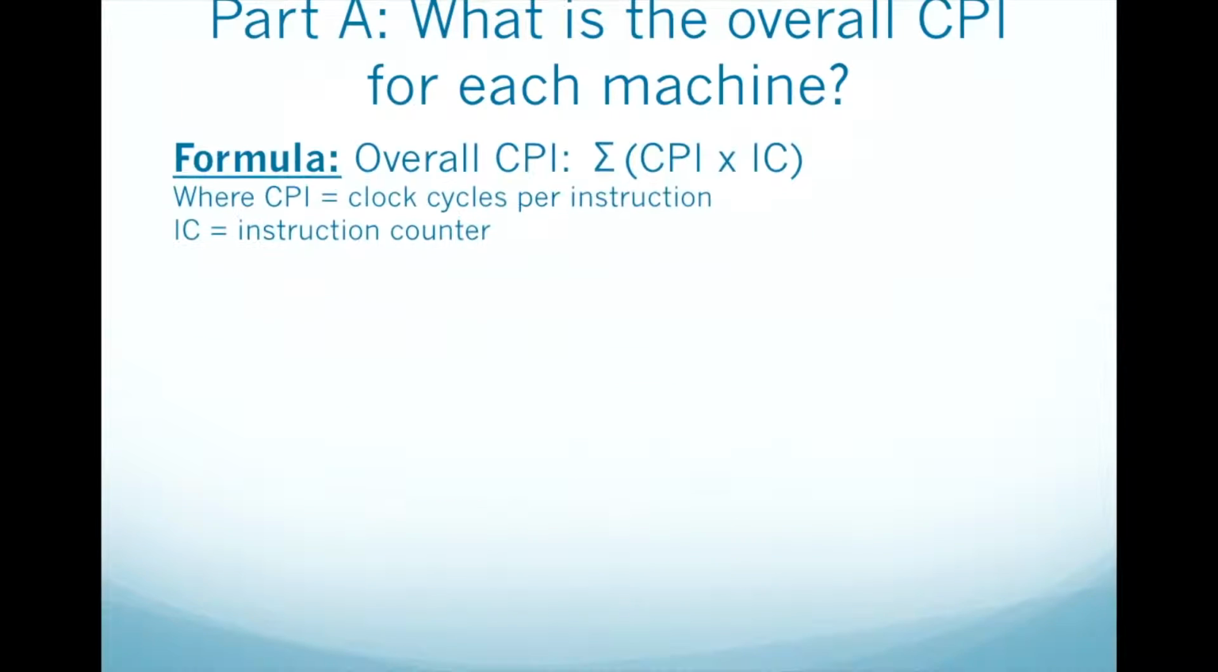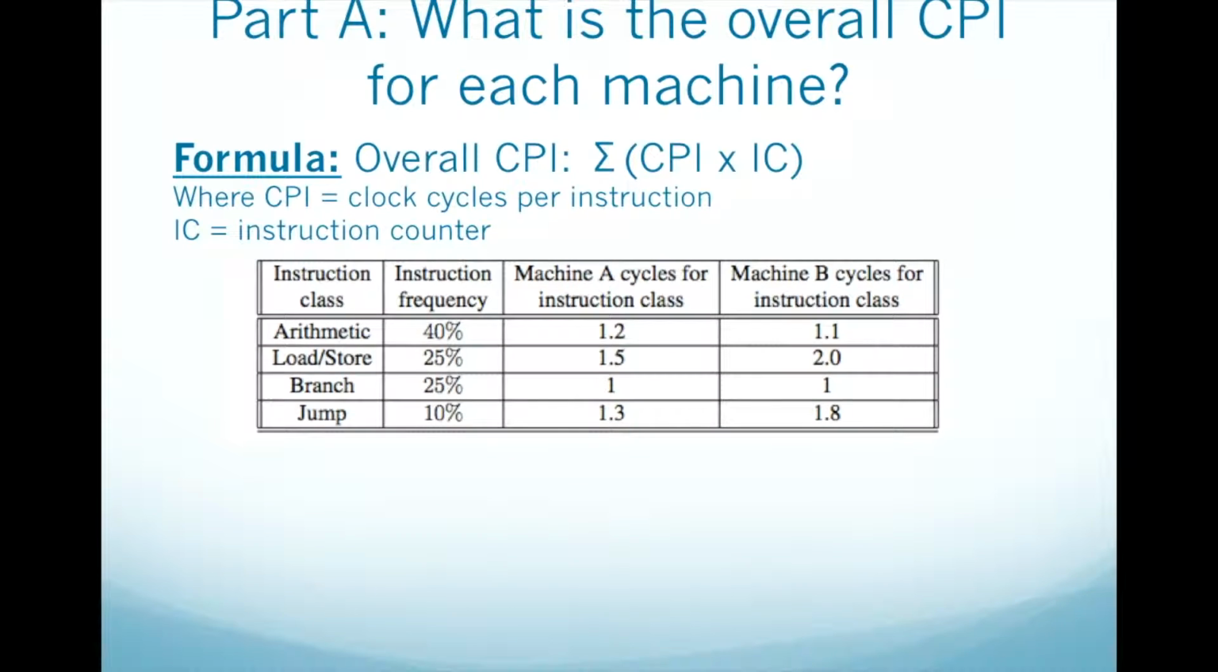Well, there's a formula for that. For overall CPI, you multiply the CPI times the IC and you add up the sum of that. And the CPI is the clock cycles per instruction, and the IC is the instruction counter. So let's pull up that chart again.